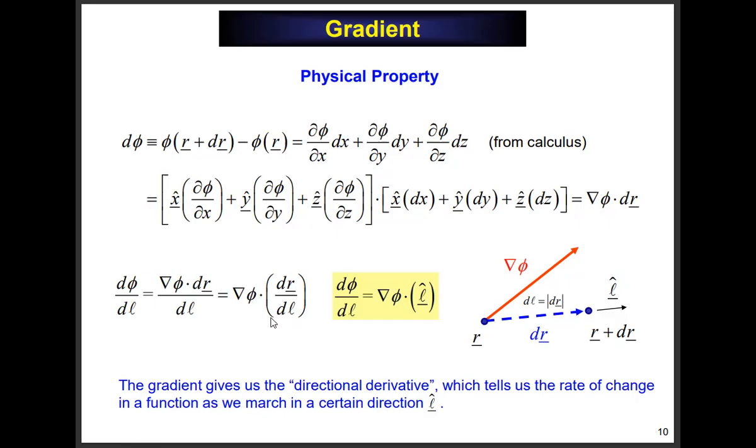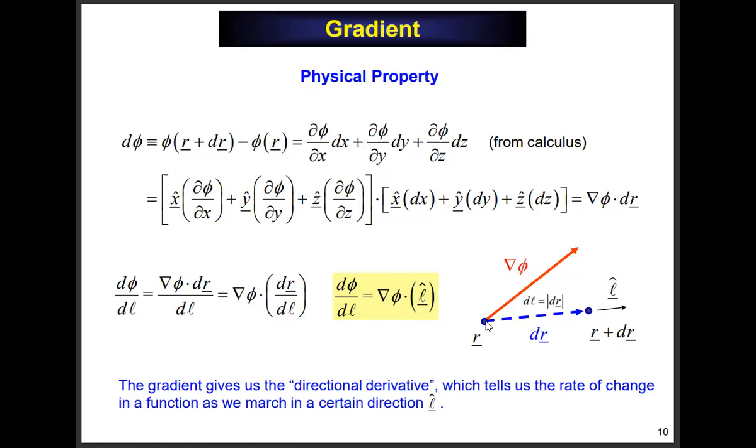I just rearrange it slightly, group these two terms together, and this term in parentheses is unit vector L. Because remember, what's the dr vector? It's dl, the length, times the direction, unit vector L. So dr is unit vector L times dl. So the directional derivative, the rate of change of a function with each step I take in space, is given by the gradient dot unit vector L, the direction I'm marching in.